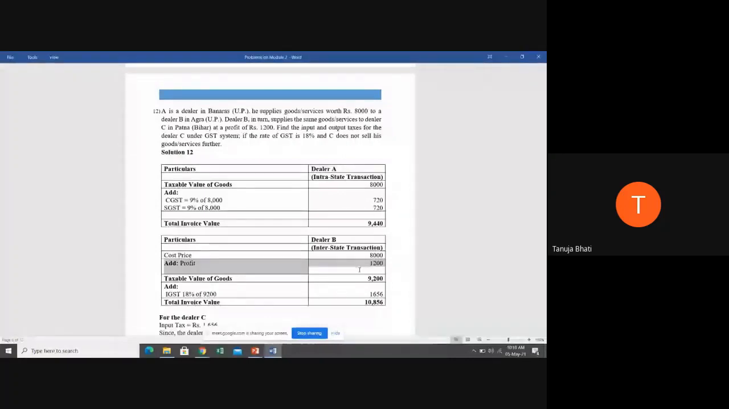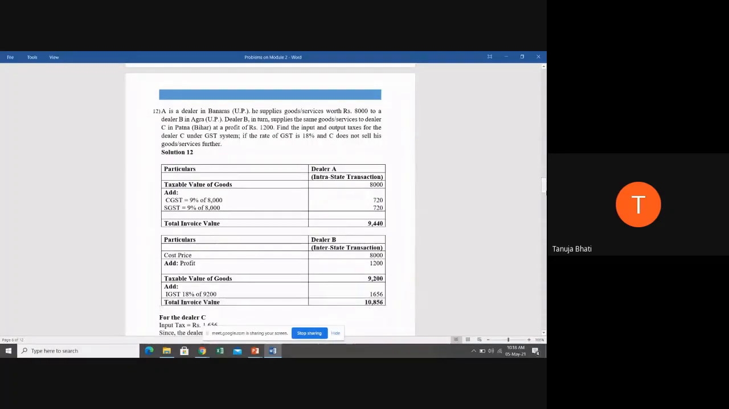So when you're adding the profit margin, what becomes the taxable value of goods for dealer B, who's going to further sell it to C? It is going to become 9,200. Now, since dealer B is in UP and dealer C is in Patna, it is two different states. Therefore, IGST is going to be charged at the rate of 18% of 9,200, which is the taxable value, which comes up to 1,656. So the total invoice value that dealer B will be collecting from dealer C will be 10,856.